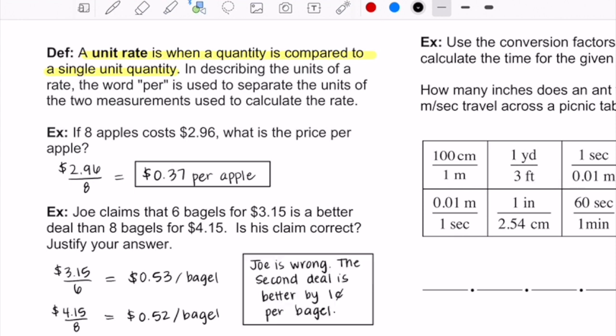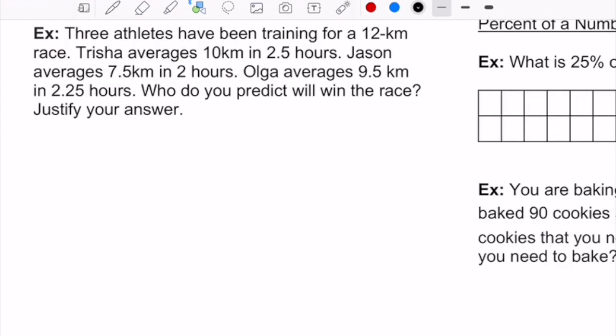This is an example of a question where you want to read the directions really closely. So better deal would imply that you're getting more for your money. In this final unit rate example, 3 athletes have been training for a race, and it gives you their 3 names and it gives you their 3 paces over different amounts of time. It wants you to predict who would win the race. And so to answer this question, you also want to figure out what their unit rates would be. In this example, whoever's number is bigger, right? It means they're going the fastest would be the one that would win the race.